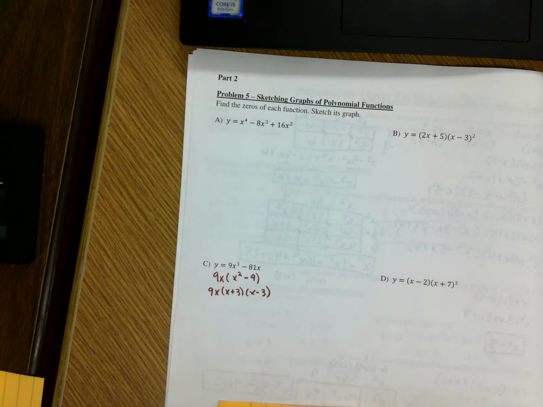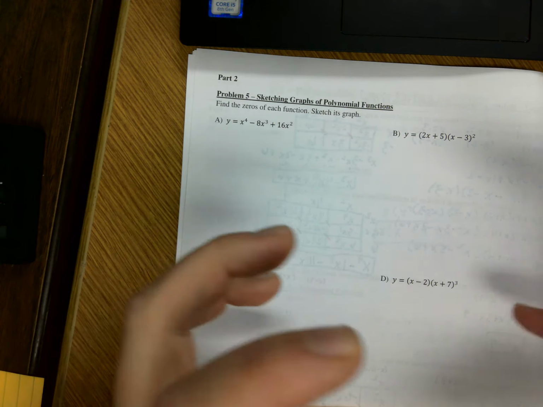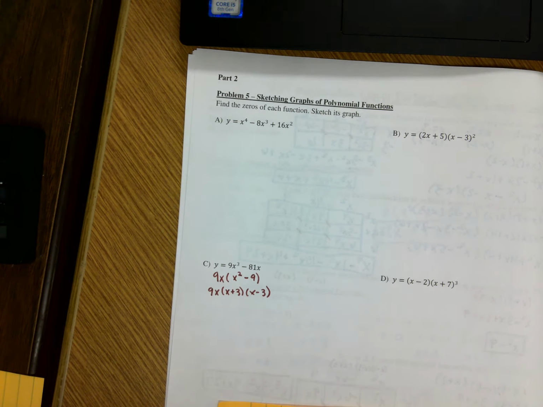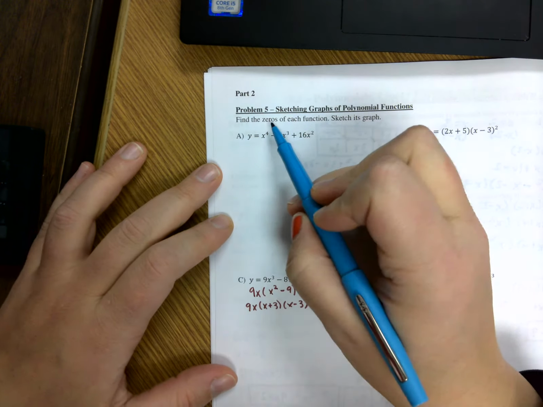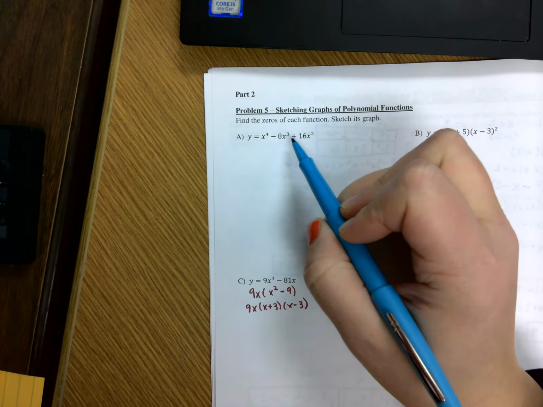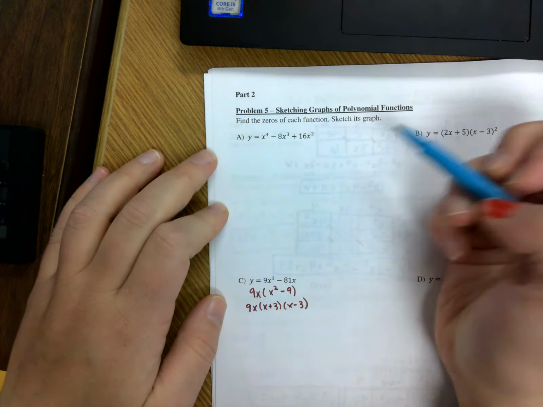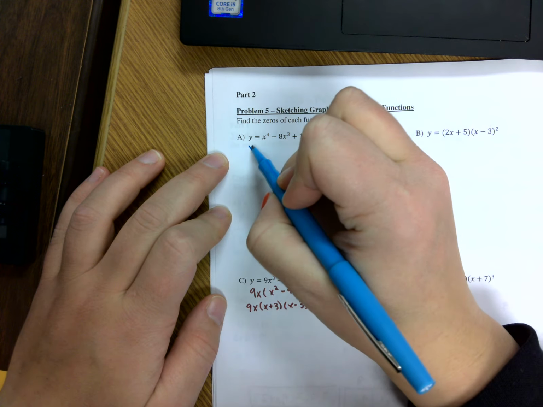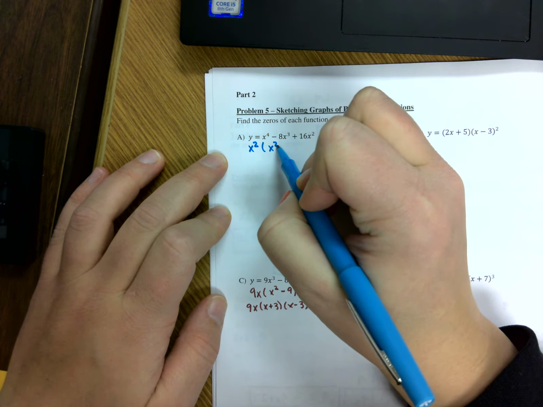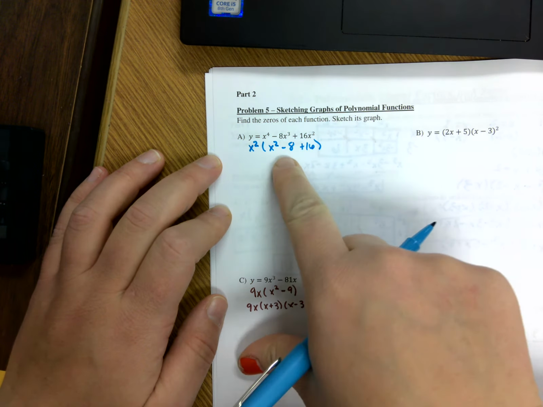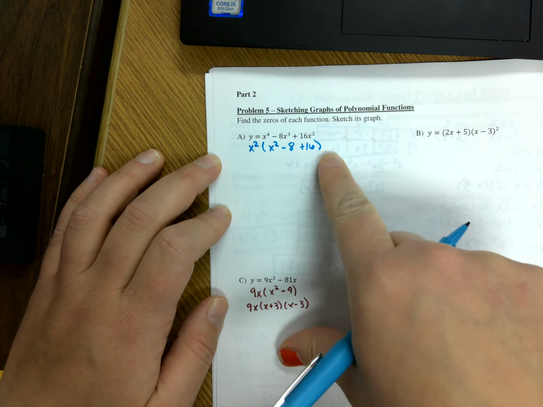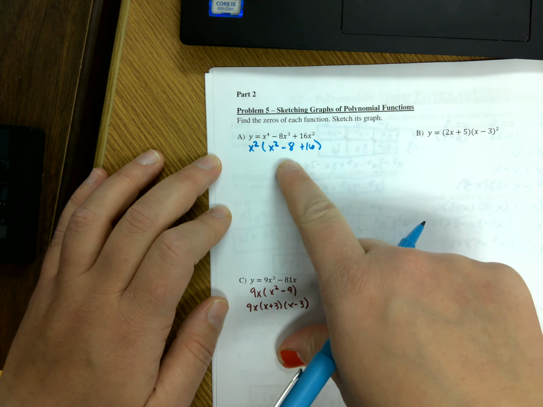Part 2, 5.2. Okay, we're kind of going to put a bunch of the stuff from part 1 together. So first thing for this A, we're going to factor because we have to find the zeros and we're going to sketch the graph. So for first factoring, what do these all have in common that I can take out? I can take out an x squared, leaving me with x squared minus 8x plus 16. Now looking at this, it's saying, okay, multiply to get 16, add to get negative 8.